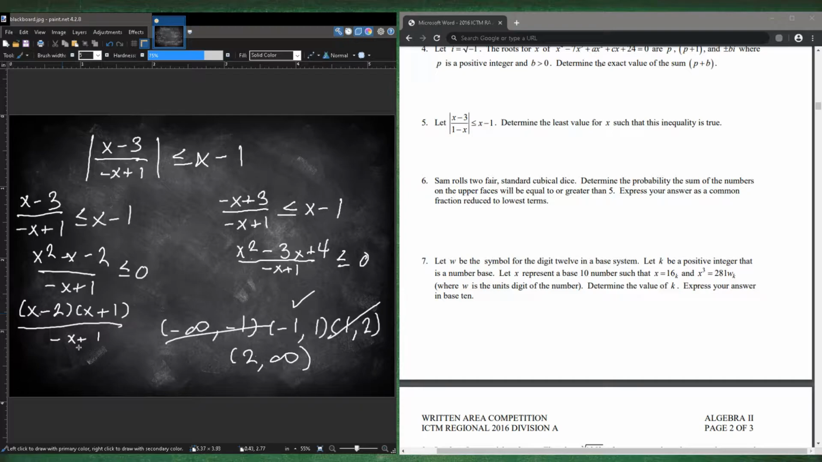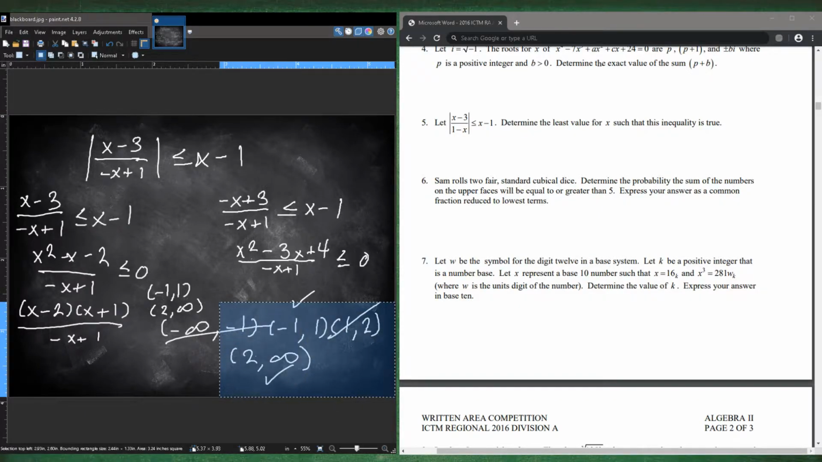Now let's say 3. So 3 minus 2 is 1, and 3 plus 1 is 4, so they're both positive. And then negative 3 plus 1 is -2, so that's negative. Positive divided by negative is negative, so this one definitely works. So the solution set for just this inequality is -1 to 1, and 2 to infinity. Okay, so we know the solution set for that.